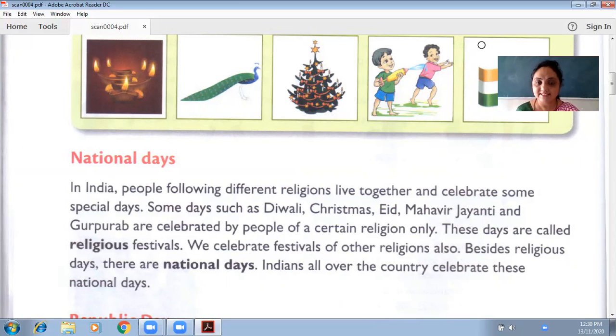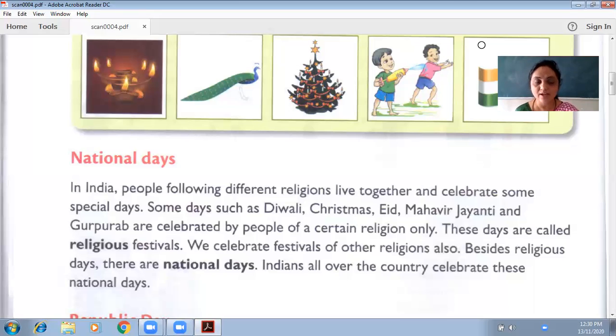Some days such as Diwali, Christmas, Eid, Mahavir Jayanti, and Guru Parab are celebrated by people of a certain religion only. Diwali is celebrated by the Hindu community. Christians celebrate Christmas. Eid is celebrated by the Muslims. Mahavir Jayanti is celebrated by the Jains. And Guru Parab is celebrated by the Sikhs. Different communities celebrate different festivals. These days are called religious festivals.